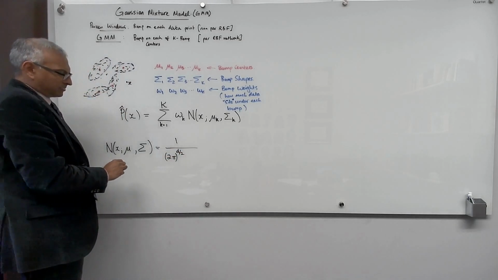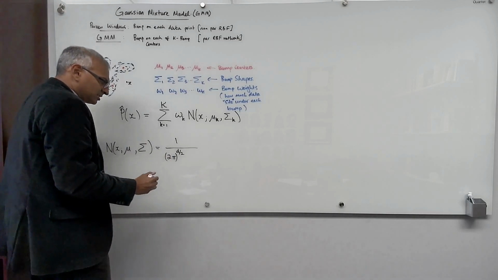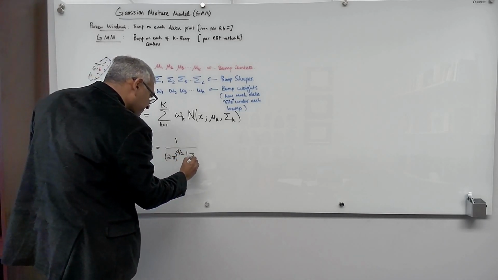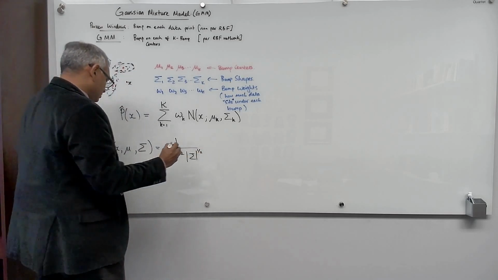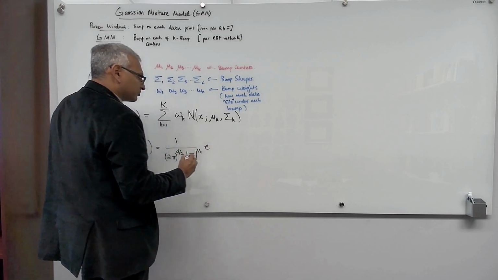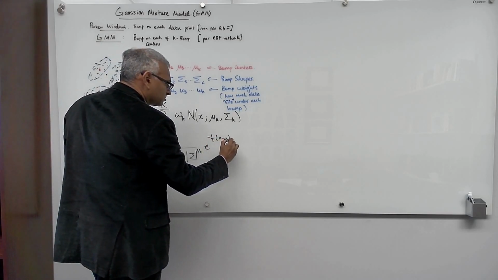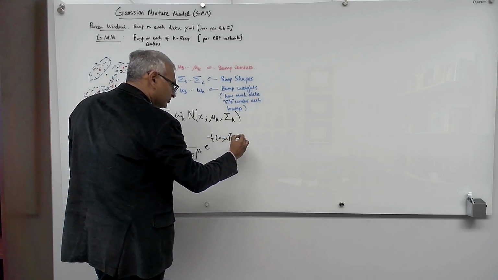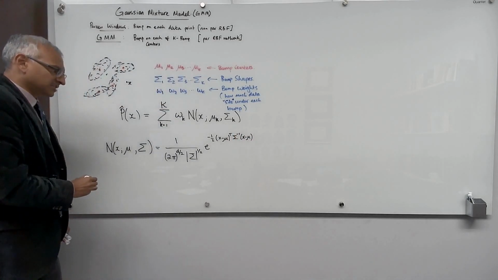Okay, so the Gaussian distribution is given by 1 over 2 pi to the d over 2. I'm giving you the general version, in some arbitrary dimension d. The determinant of sigma, so this is the notation for the determinant of sigma, to the 1/2. Then we have the exponential, e to the minus 1/2 (x minus mu) transpose sigma inverse (x minus mu). Okay, so this is the Gaussian density.